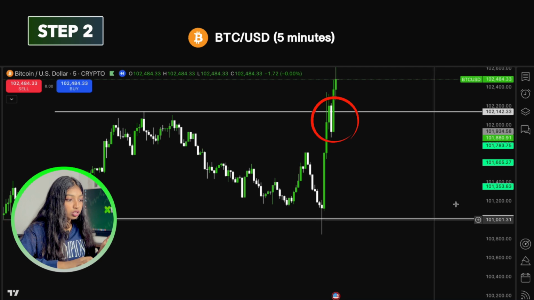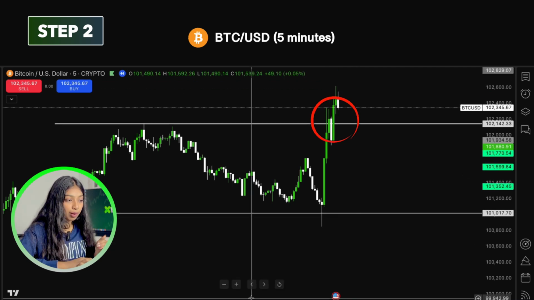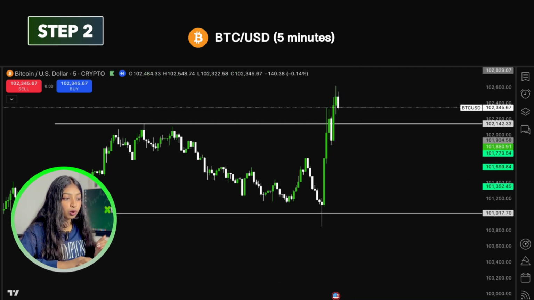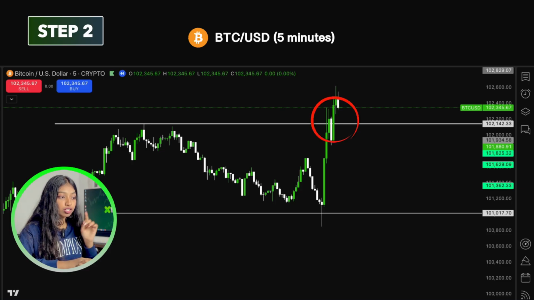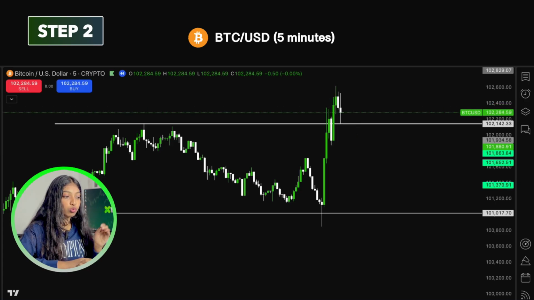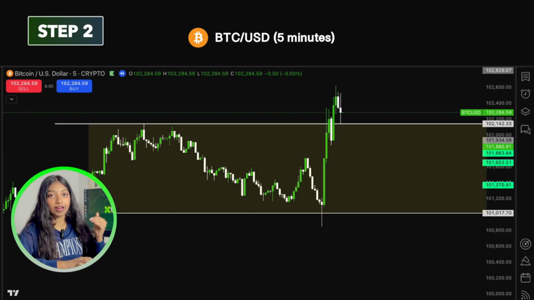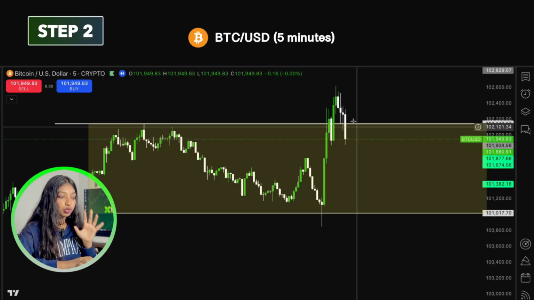Now let me show you what this trade looks like in real time. On the 5-minute chart, you can see that the price broke above the range high. Notice how it didn't just spike and stop, it closed above, confirming the breakout. Now we wait for the candle to re-enter our range and close back inside, okay? This is our trigger for entry.